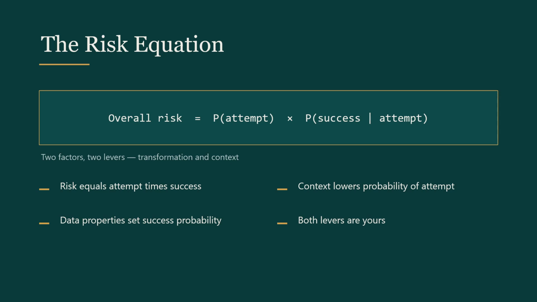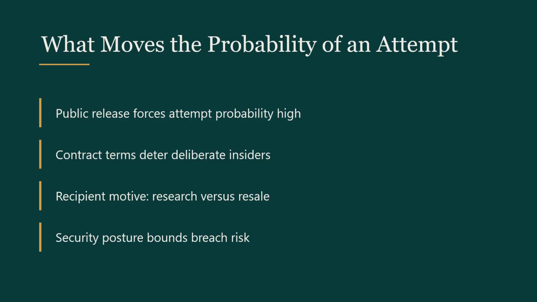Then we spend the heart of this video on the success factor, because that is the half you can actually compute. So what actually moves the attempt probability? 4 families of factors, and your report should walk them in order.